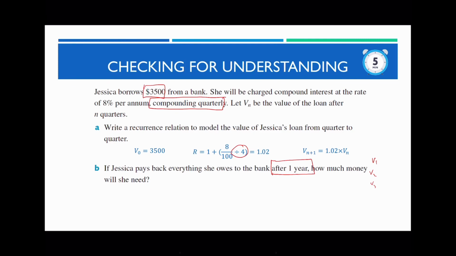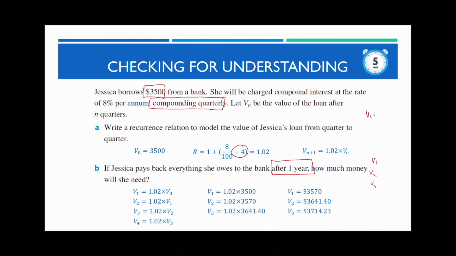Now guys, for part B, because you're trying to find it after 1 year, technically what you're trying to find is the value of V4, okay? The value of V4 will tell you how much money Jessica has to owe back after 1 year. Since in this case, Vn represents the value after the first quarter, that means after 3 months. So therefore, find out what V1 is equal to. V1 in this case is going to equal 3,570, okay? And then we do the same thing to find V2, which gives you the balance after half a year. Do this, and that will give you $3,641.40.